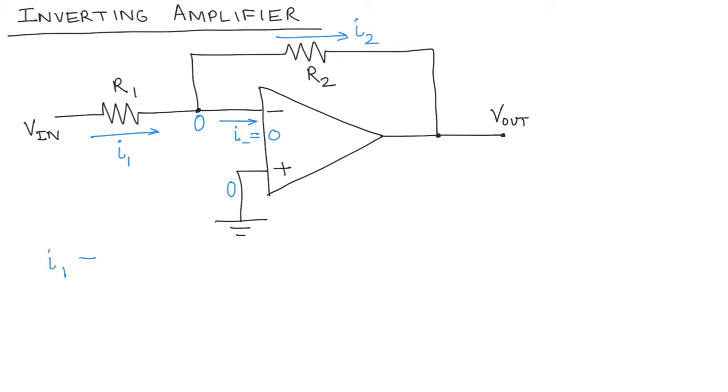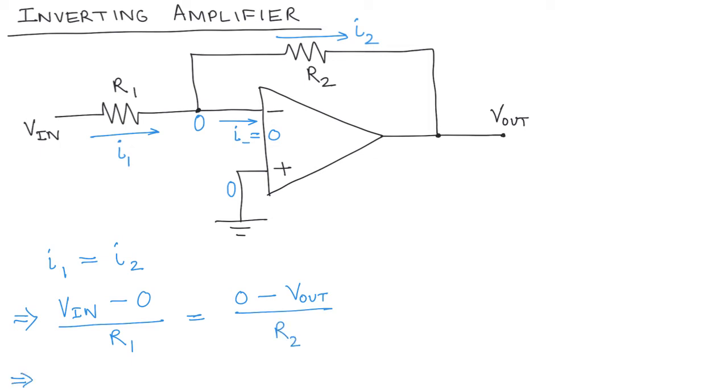So if that is the case, we can write I1 equal to I2. And what's the equation for I1? I1 is simply V in minus 0 over R1, and I2 is 0 minus V out over R2, right? This gives us V out equal to minus R2 over R1 V in. And you can see that the gain of this amplifier is minus R2 over R1. There's a negative sign here, and that's the reason why this amplifier is called an inverting amplifier.